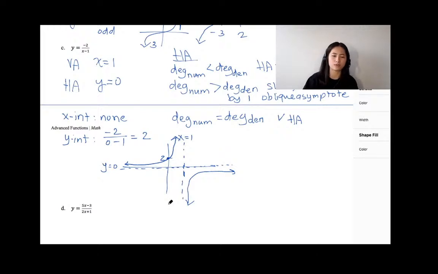Yeah, we're going to do a lot of concepts relating to rational functions, because I know a lot of students just struggle with graphing in general. So that's why I'm starting with graphing for advanced functions, and then we'll move on to applications.